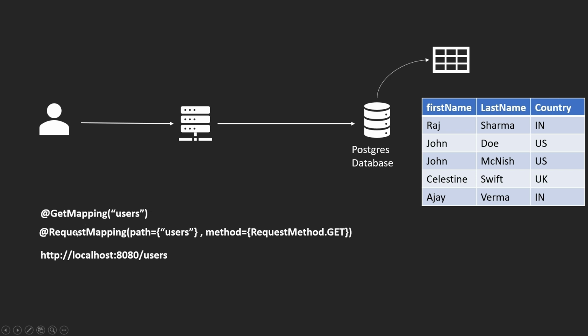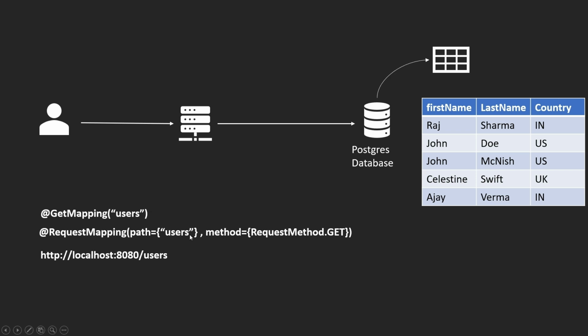If you want to write it in a smaller version, you can use @GetMapping. It directly means the method is GET, and you are trying to access the endpoint users. One more thing to notice is that this path variable, whether you are using @RequestMapping or @GetMapping, actually accepts multiple values. It is represented by curly braces. So if you want to map multiple URLs to the same method, it can be done. You just have to specify multiple strings here.